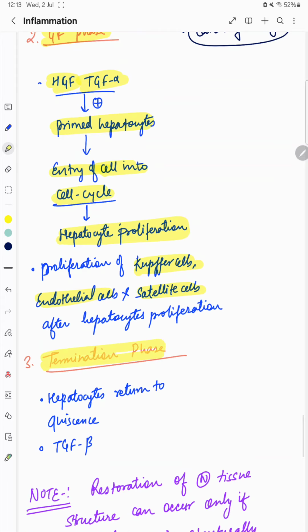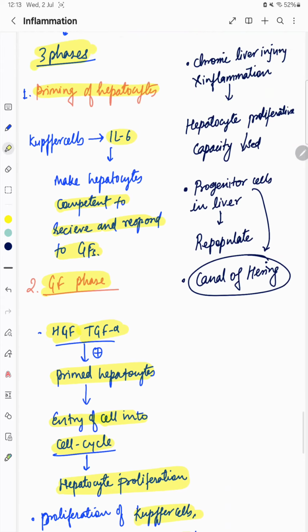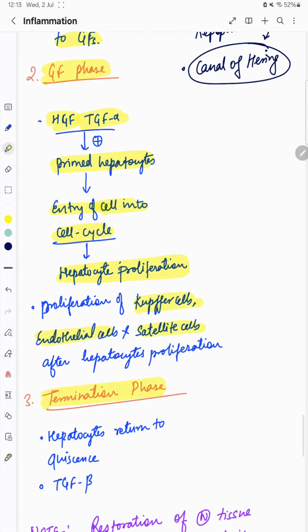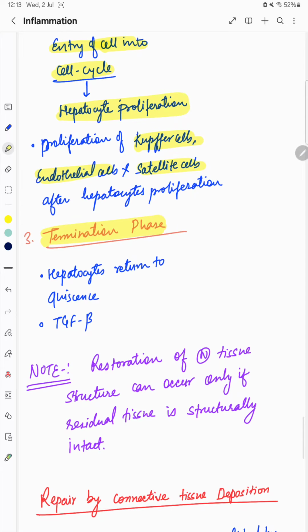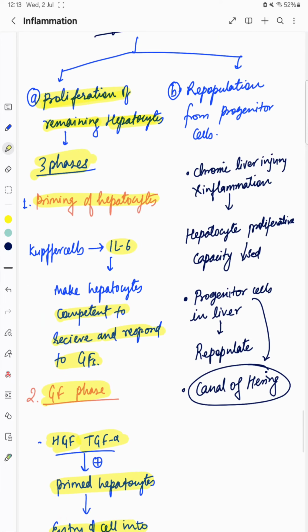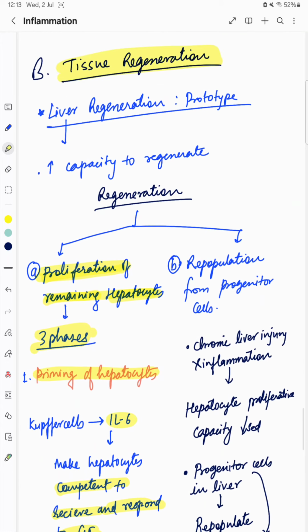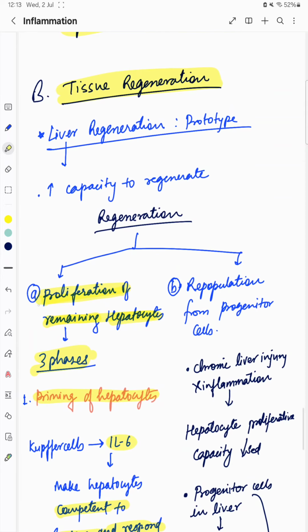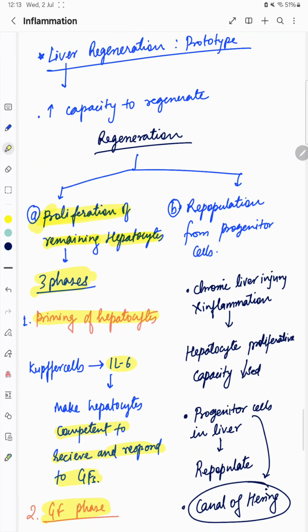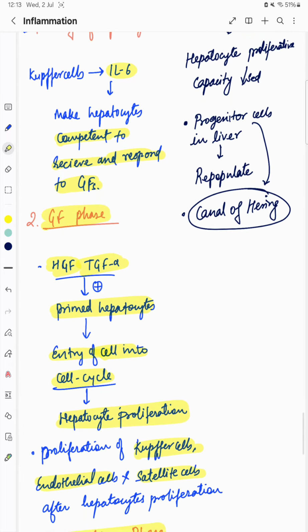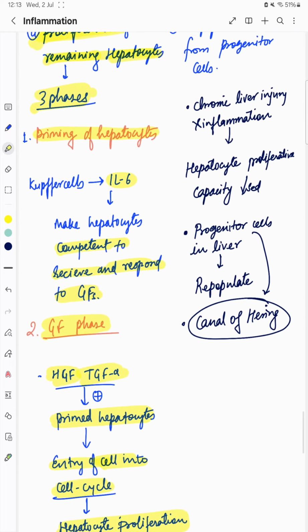Now the third phase in regeneration is that hepatocytes return to the quiescent stage, and in this phase TGF beta plays an important role. In liver regeneration, we have discussed the proliferation of remaining hepatocytes in three phases. Phase 1 is priming of hepatocytes, phase 2 is the growth factor phase, and phase 3 is the termination phase.